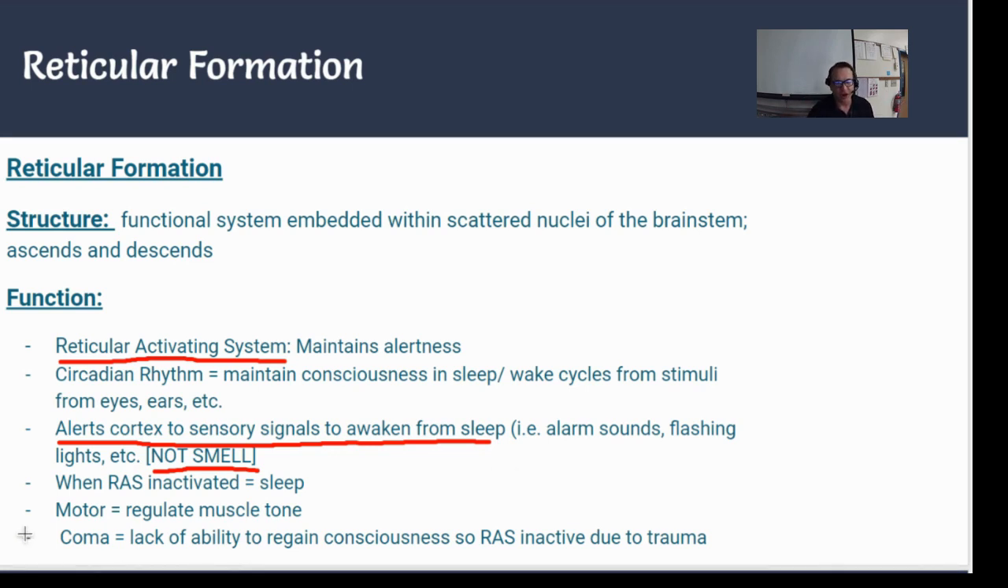A coma is the lack of the ability to regain consciousness because your reticular activating system is not working. It's inactive due to some sort of trauma, and that's why you're unable to wake up from sleep. So just know that the reticular formation, the reticular activating system, is what arouses you from sleep.